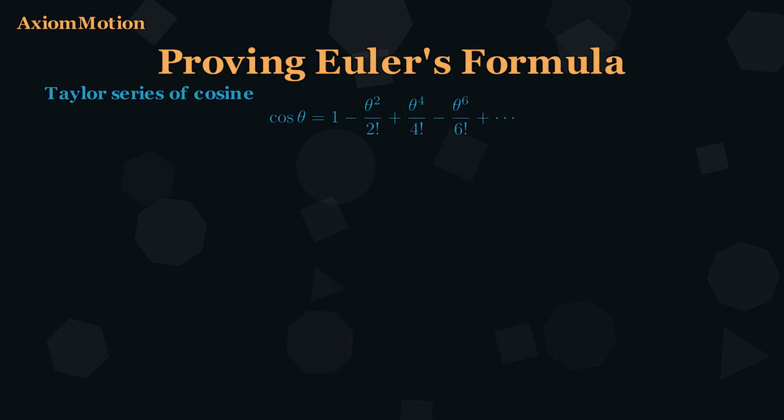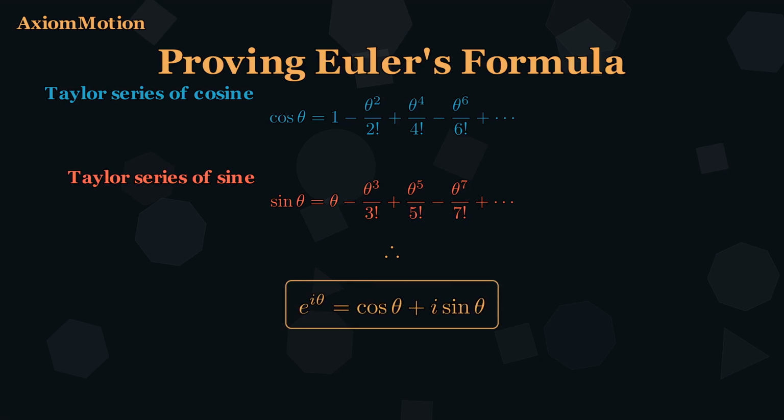Look at the real part. 1 minus theta squared over 2 factorial plus theta to the 4th over 4 factorial minus, and so on. This is exactly the Taylor series for cosine theta. And the imaginary part: theta minus theta cubed over 3 factorial plus theta to the 5th over 5 factorial. This is exactly the Taylor series for sine theta. Therefore, e to the i theta equals cosine theta plus i times sine theta.